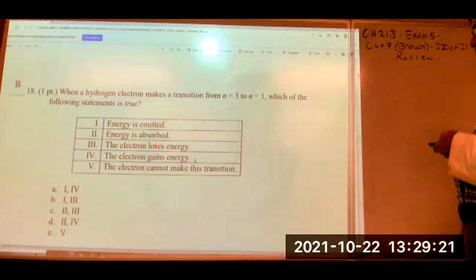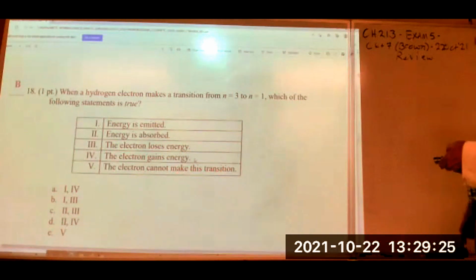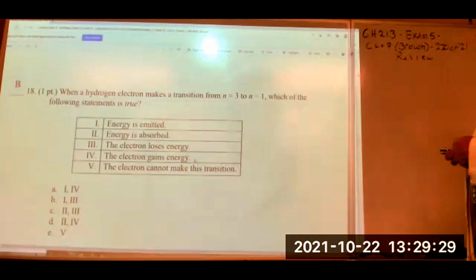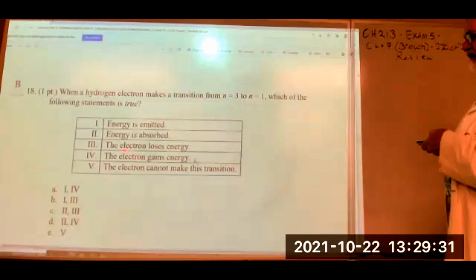Electron gains, no, it can't do that. Can't do these two together. Electron cannot make this transition. Okay, I think we're searching around for something to fill in empty space. So we've got 2 of them, the 1 and 3.